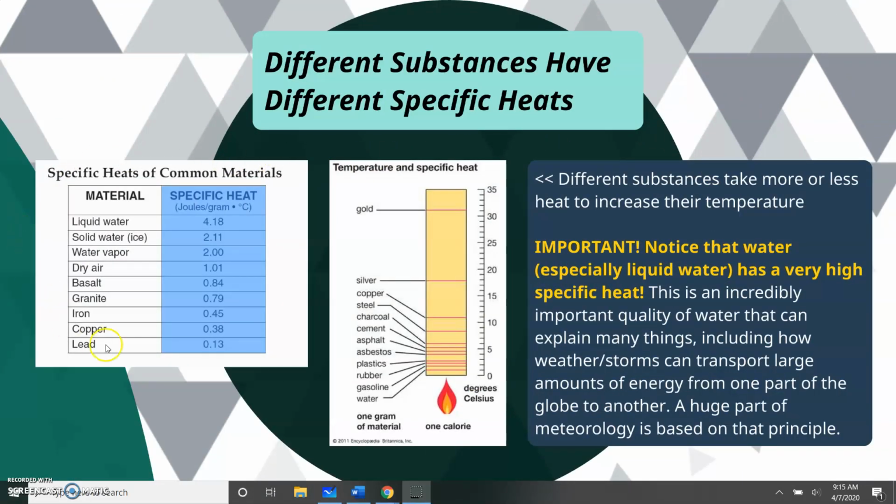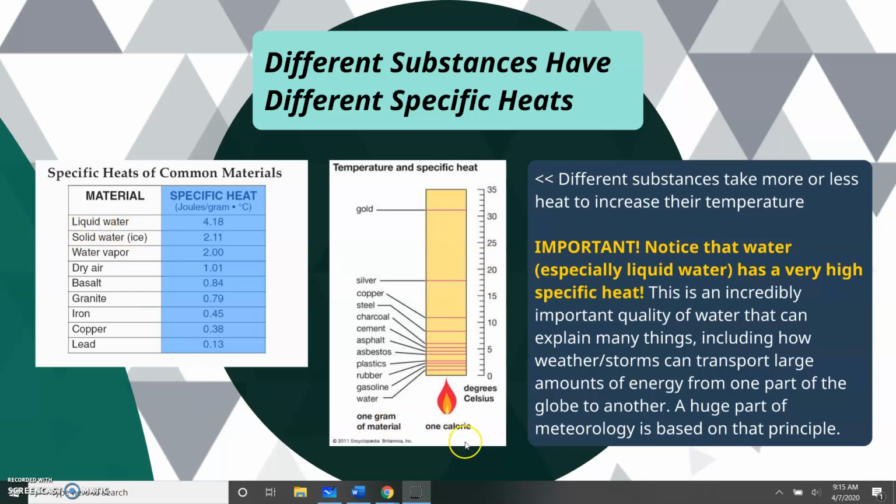Here's a table that we're going to see quite often. It has different materials along with their specific heats. Important thing to note here, the highest value you'll see on this table is the specific heat for liquid water. It takes a lot of energy to heat up liquid water.